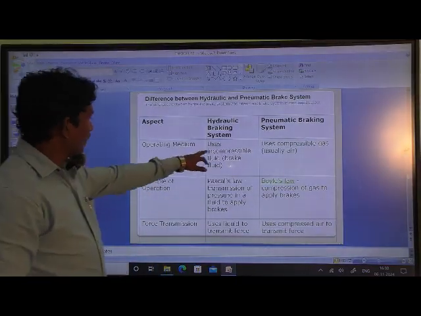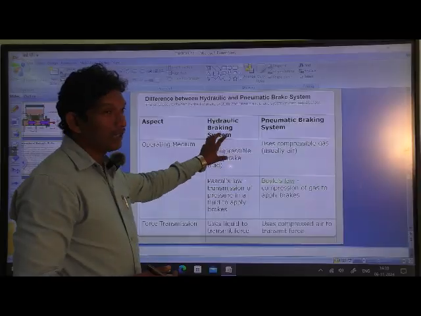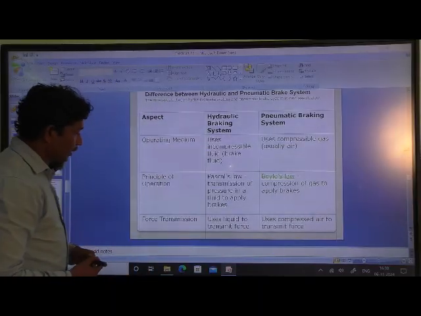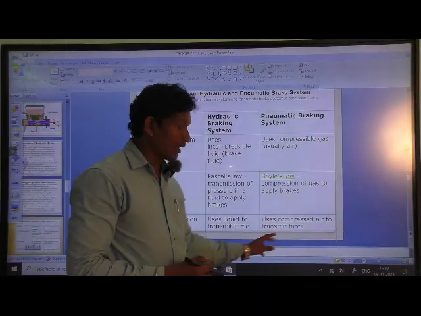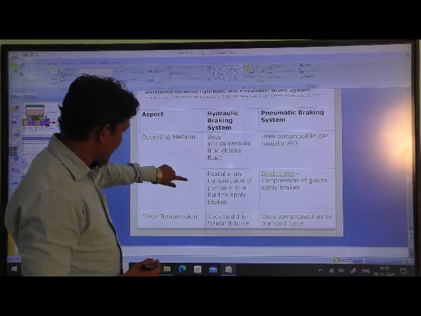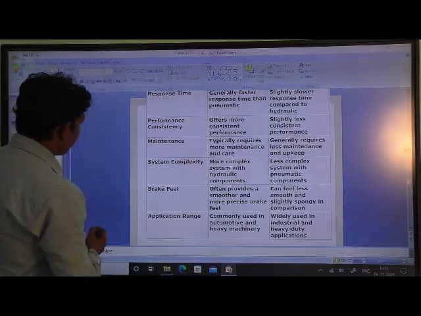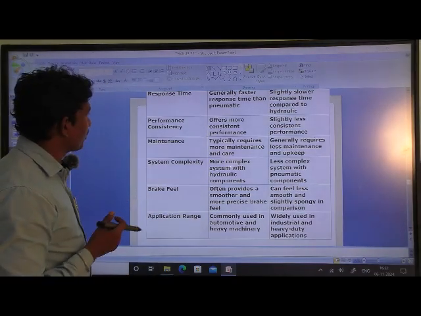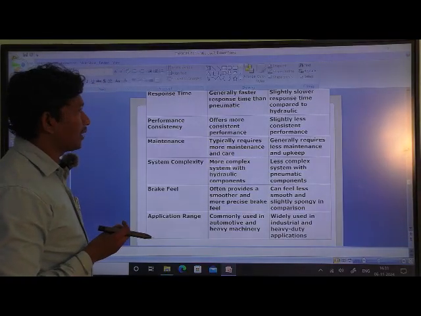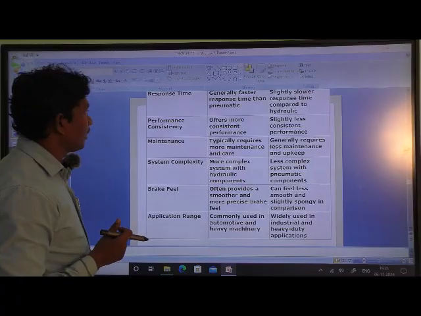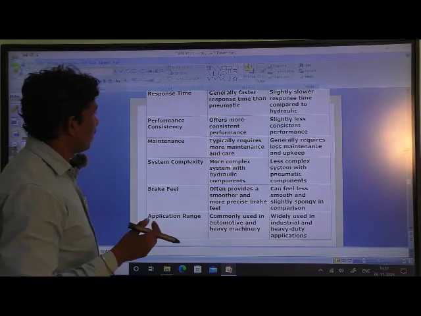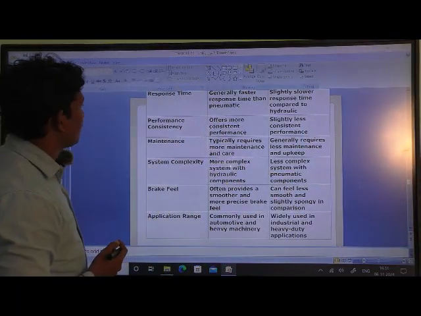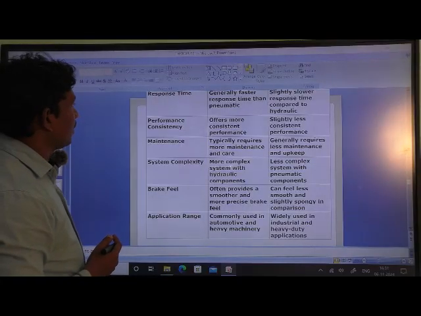Operating medium: hydraulic means liquid, and pneumatic means air. For force transmission, hydraulic usually uses liquid, and pneumatic uses compressed air. In the hydraulic braking system, the brake is operated due to the pressurized fluid. In the air braking system, the brake is operated due to compressed air.